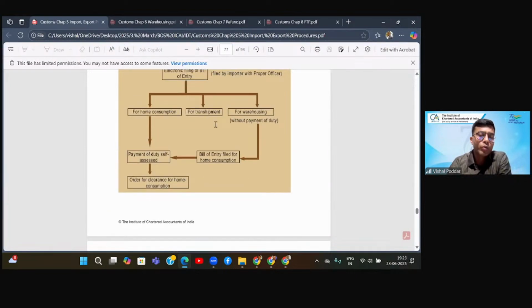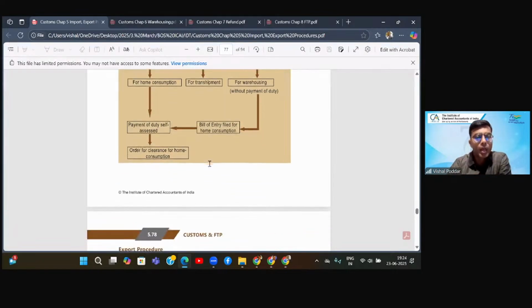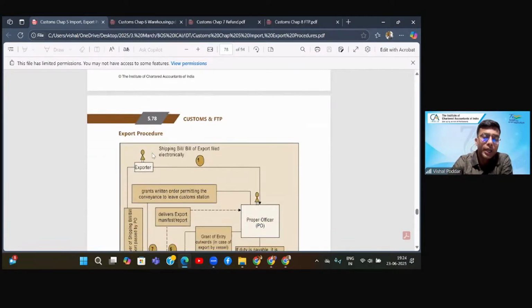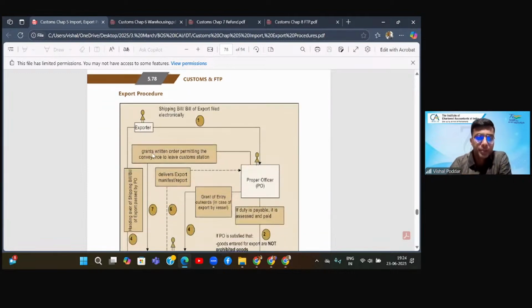If it is for warehousing, you need not pay any duty, but you have to give the bond equal to 3 times the duty which is assessed, and then you follow the warehousing procedure. Then after that, whenever you want to remove from warehouse, you have to again file a bill of entry, which will again be bill of entry for home consumption. It is also called as ex-bond bill of entry, because now this bill of entry is for removing from warehouse. Again, make payment and take the goods from the warehouse. So this is how the entire procedure happens.